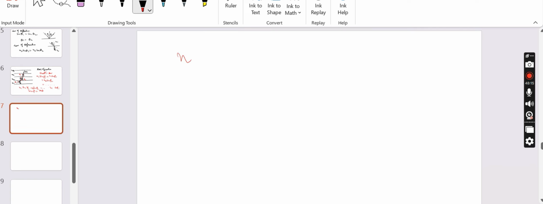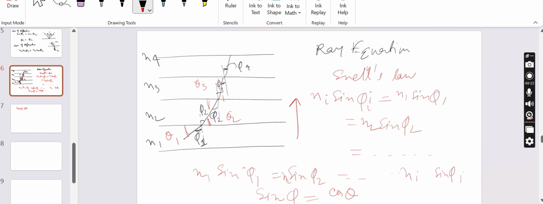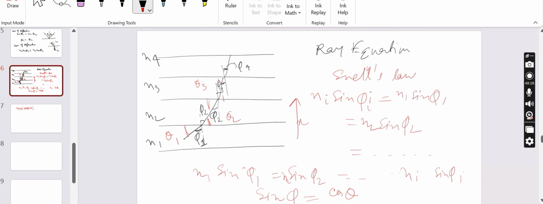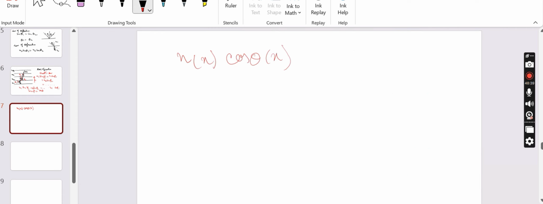And we can say that n is a function of x, because in this direction we are assuming x, n cos theta, and that theta is also a function of x, because here theta 1 changes to theta 2 and it is also different from theta 3. So with x the theta also changes, n cos theta is beta, which is a ray invariant.